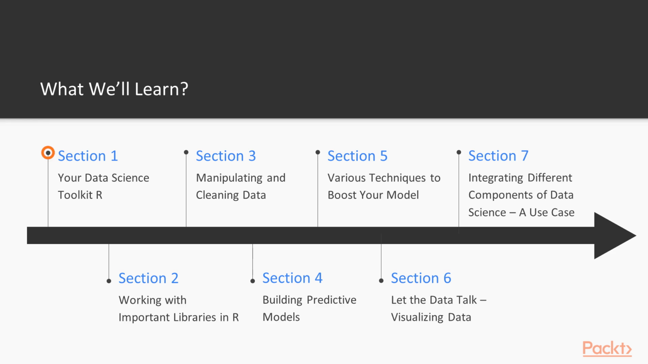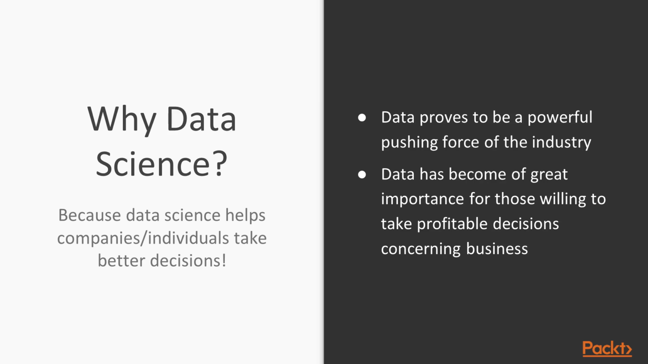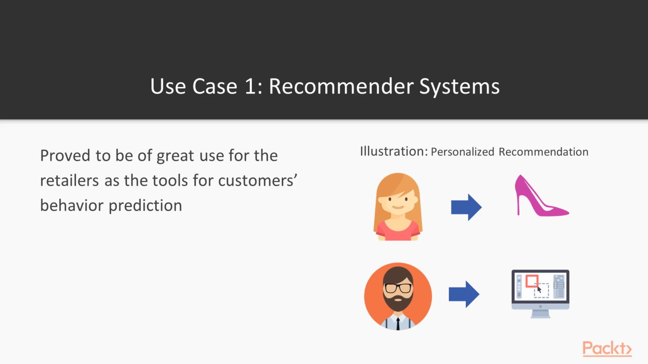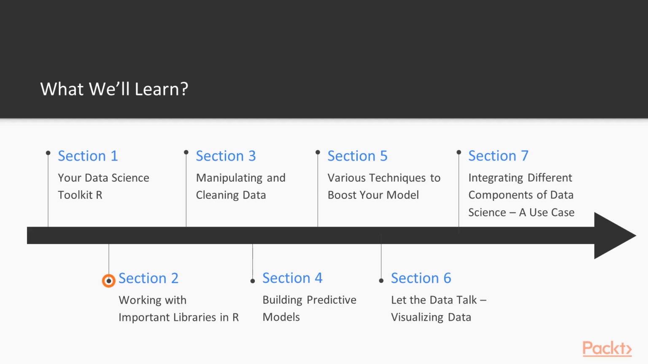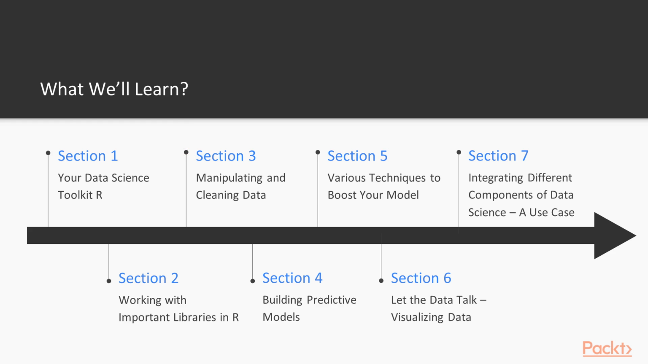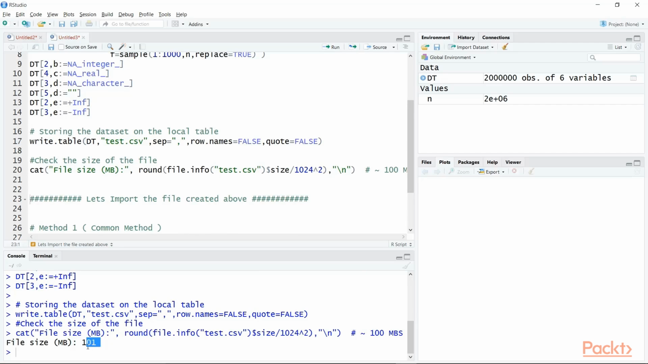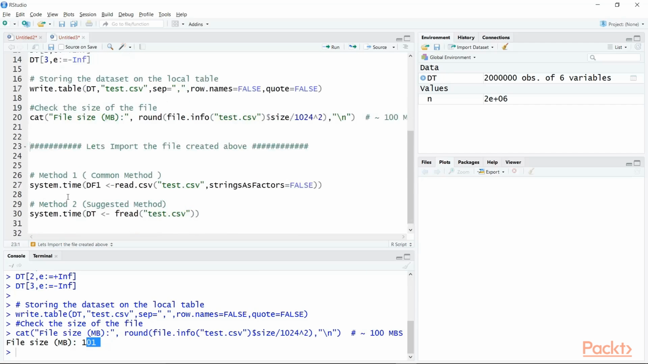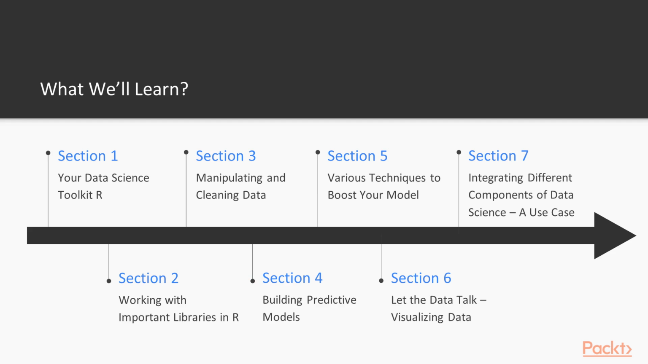Here, we will first start by looking at the Data Science Toolkit R, where we will first understand what data science is. Then, we will look at a couple of use cases to understand the concept better. In the next section, we will look at some of the important libraries in R, namely Data Table and dplyr. Then, in section 3, we will learn how to manipulate and clean the data in the most efficient manner. And in the next section, we will look at how we can build predictive models.